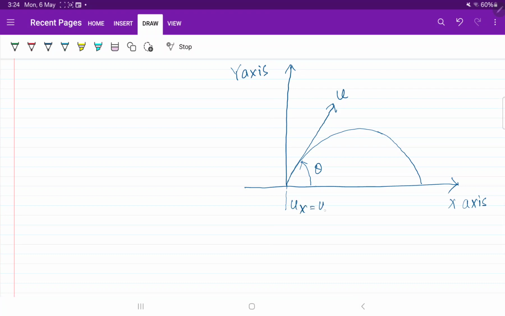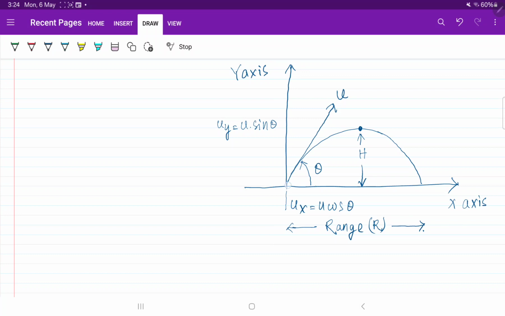The ux component can be written as u cos theta, as it is the horizontal component, and the vertical component uy is equal to u sin theta. This is the maximum height attained by the projectile. The motion is along the y direction, so height is also in the y direction, and the horizontal distance covered is technically known as the range of the projectile, which can be symbolized as R.